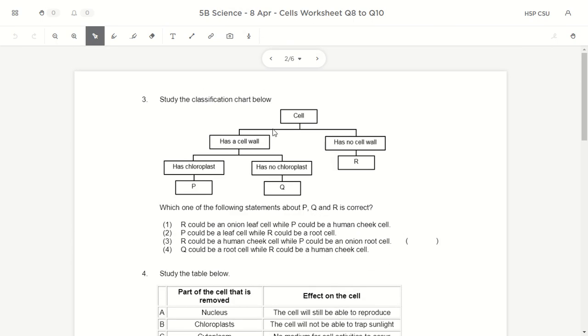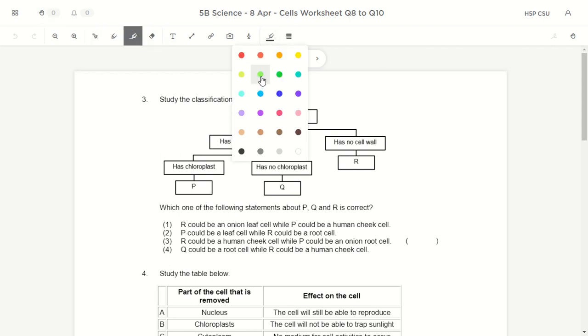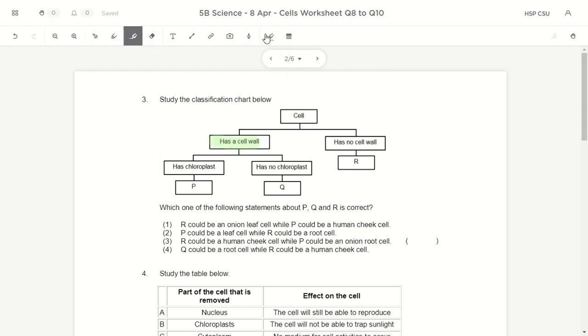Alright. So let's look at this flowchart over here. Cell has cell wall. Let's highlight. Has cell wall. Has no cell wall. I highlight in a different color. So cells that have no cell wall, we know straight away this is an animal cell. Let's write it down. This is an animal cell.